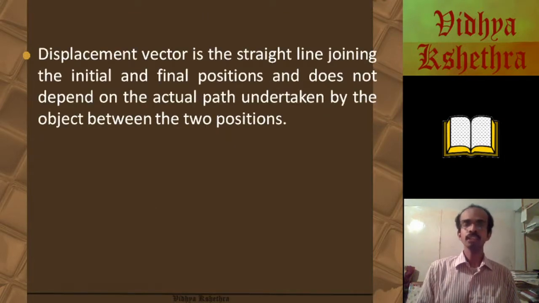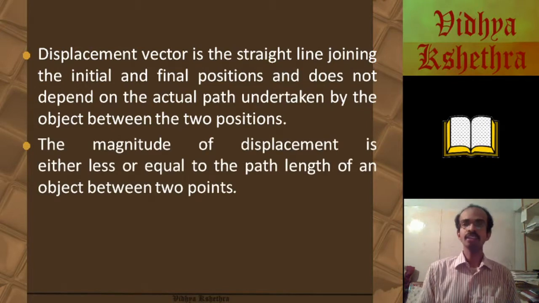A displacement vector is a straight line joining the initial and final position and does not depend on the actual path undertaken by the object between the two positions. The magnitude of displacement is either less than or equal to the path length of an object between 2 points.